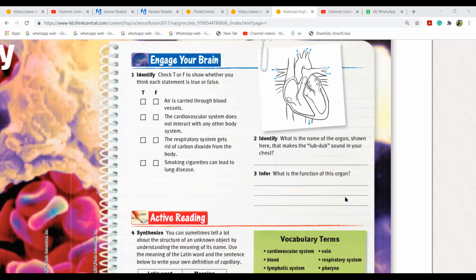Okay. Now, read the question. What is next to it? Wateen, read the question. Yeah, miss. What is the name of the organ shown here that makes the lub-dub sound in your chest? Tell me, what is the name of the organ, Wateen? Heart? Very good. It is the heart. I don't know whether last year I showed you how you can feel your heartbeat by holding your wrist. Inshallah, when you come to school, I will show you how to hold your wrist, and you can feel the sound of lub-dub.